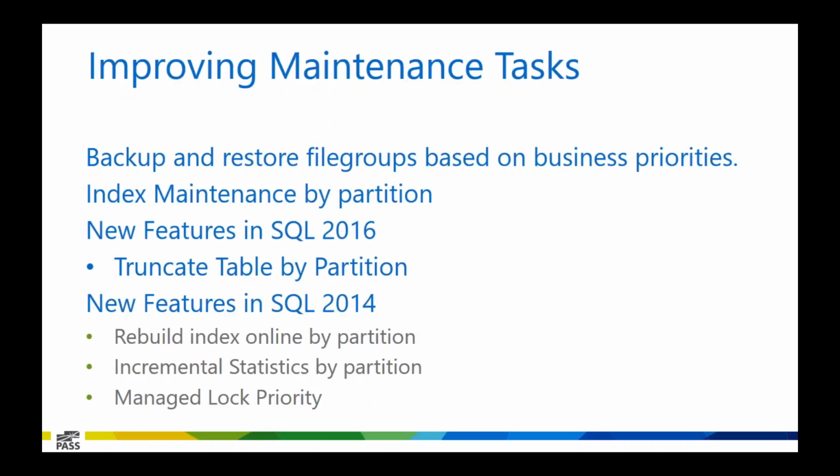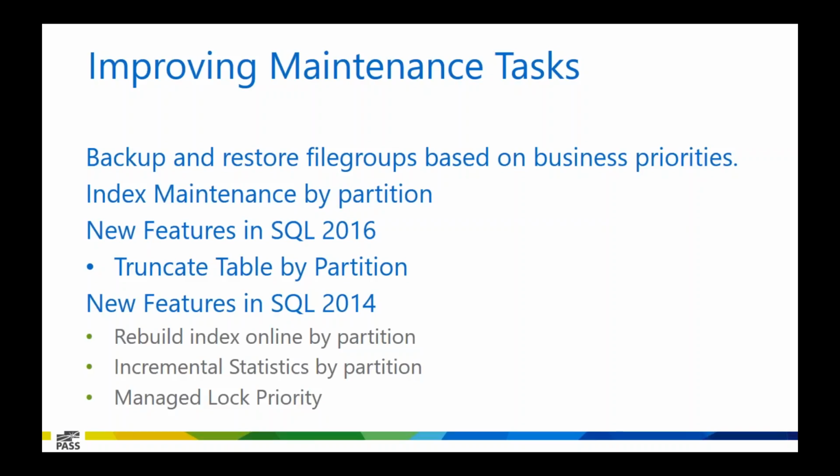So ways how we can improve some of these is by doing what we need by partition. For example, in 2016 we've added truncate table by partition. So if you are just purging data, you could simply truncate that one partition. And then in 2014, you have rebuilding indexes online by partition.